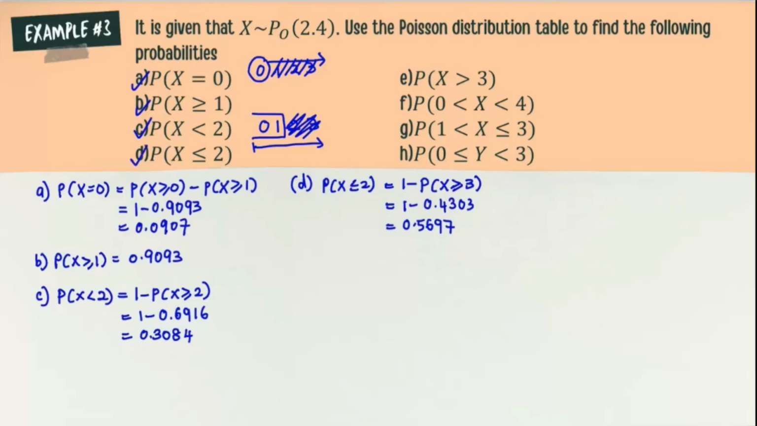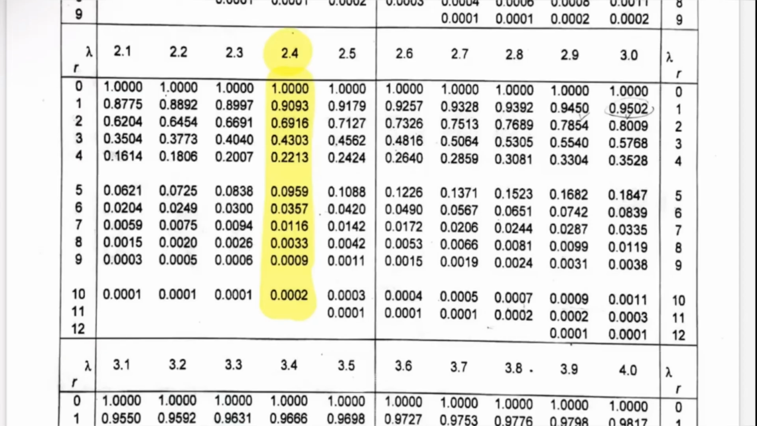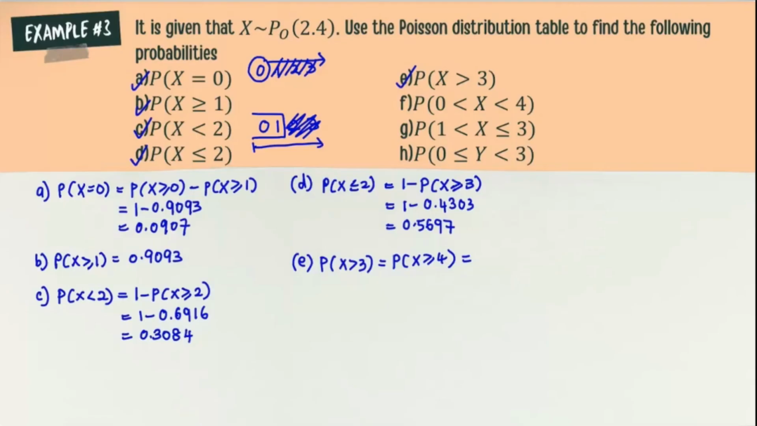So let's look at soalan E untuk P of X greater than 3. So greater than 3 tidak termasuk 3. So kalau tidak termasuk 3, dia nak nombor selepas 3, which is 4. So kalau 4, jawapan dia directly 0.2213. Okay. So ini untuk soalan E. So kalau greater than or equals, boleh terus directly baca from table.